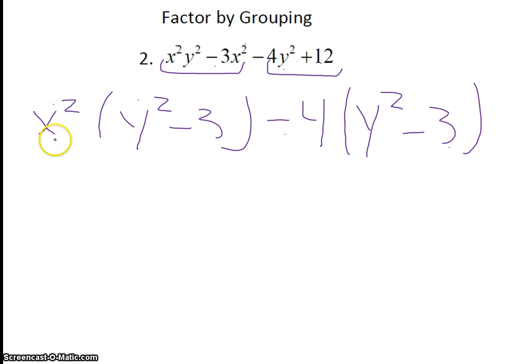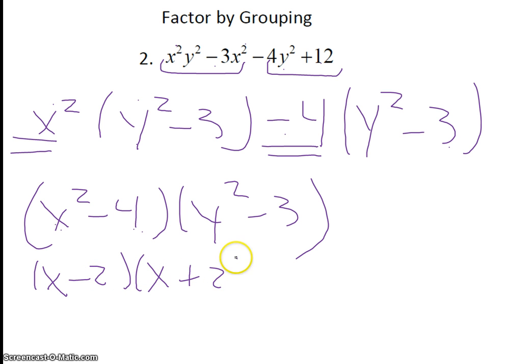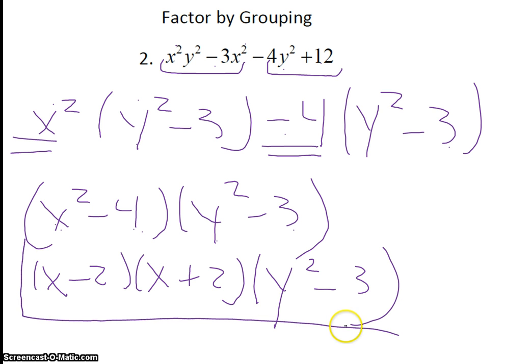And then I'm going to regroup them. X squared minus 4 is one group, and then y squared minus 3 is my second group. Now this is a difference of squares, so it can be factored as x minus 2, x plus 2. But y squared minus 3 doesn't factor so nicely, so I'm just going to leave that as y squared minus 3. And that is how we factor by grouping, and then again, use the difference of squares formula.